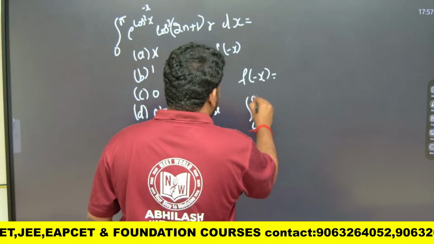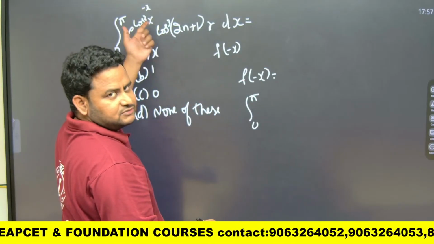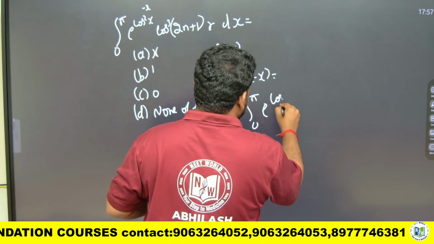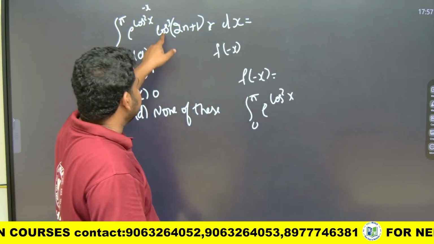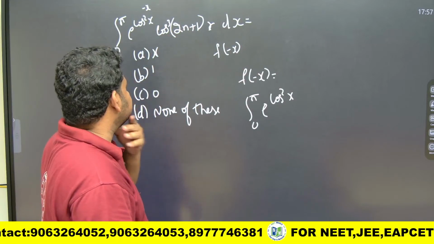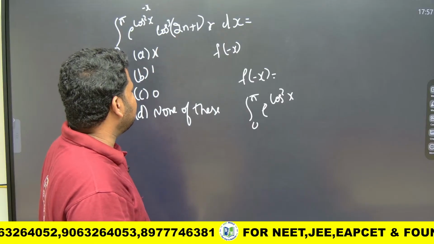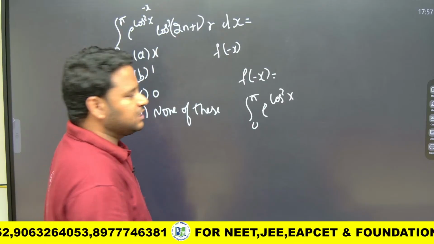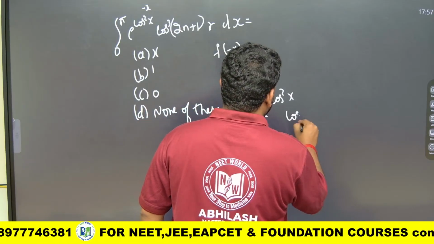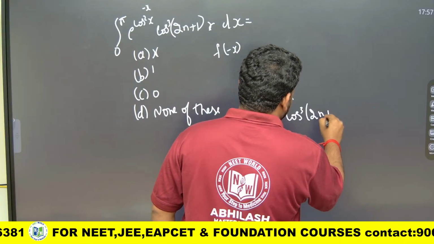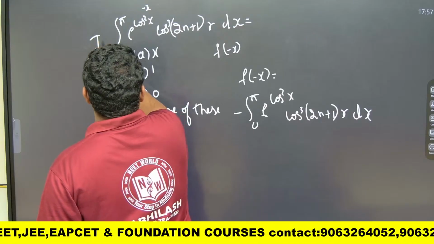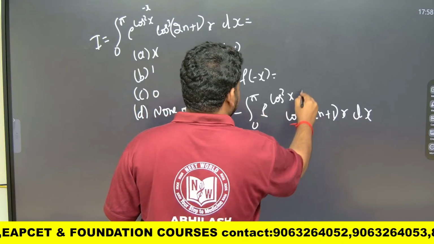Cos of minus x is nothing but equal to cos x itself, so cos square x will remain as it is. Now cos cube of (2n plus 1) x, since cos cube is there, it will become minus cos cube of (2n plus 1) x dx. It will become minus. So if I take this as I, this will become equal to minus I.